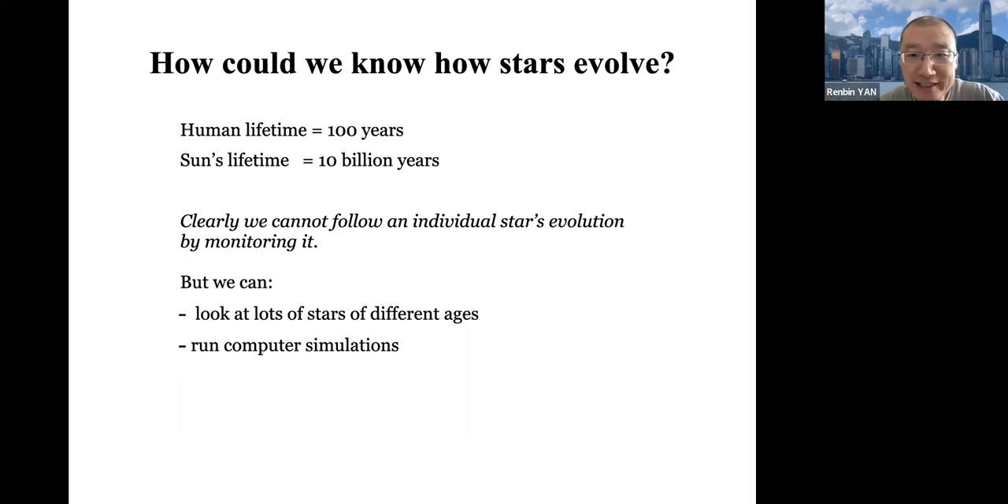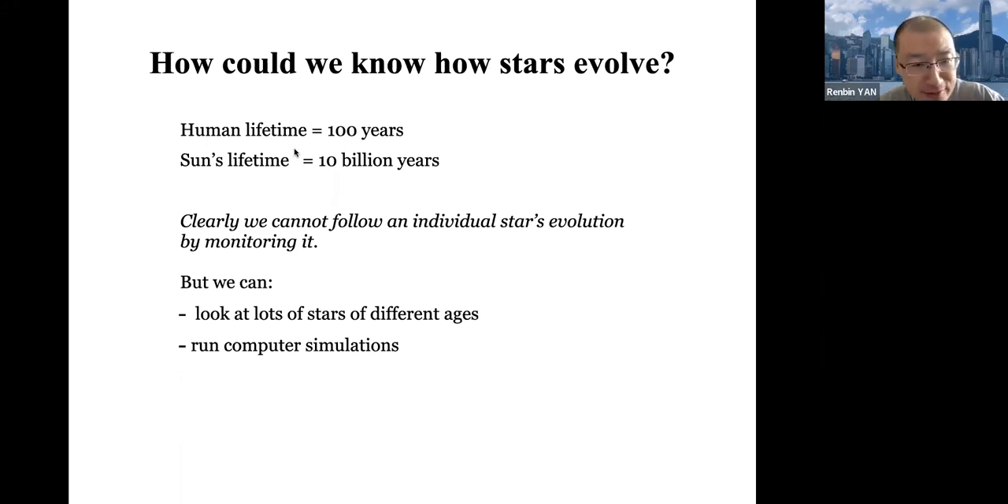So how do we really study stellar evolution? It's actually a very difficult job because our human lifetime is too short. We only live about 100 years, right? And that is a very short time compared to a star's lifetime. For example, the sun's lifetime on the main sequence is 10 billion years, and that is so much longer than our human lifetime. We cannot keep watching a star to see how it evolves. We cannot follow an individual star's evolution by monitoring it.